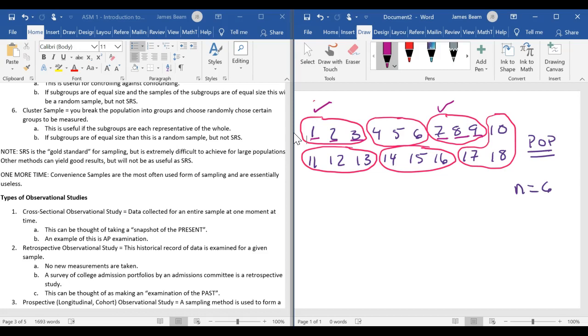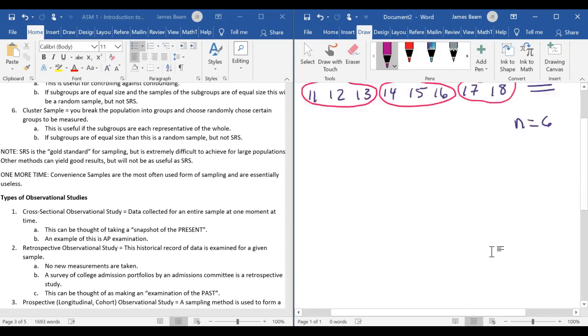Now, none of these methods, other than something that looks like pulling balls from boxes, will actually get you a simple random sample. We want SRS. It's like the gold standard for everything that we do, but it's very difficult to achieve, and other methods can get us good results, but they're not going to be as useful as SRS. All right, so next thing that's happening here is, one more time, convenience samples are always just a bad idea, right? All right, so let me get into, what do you call it?